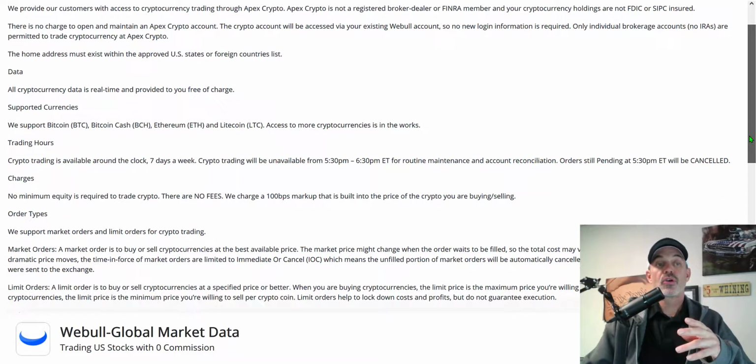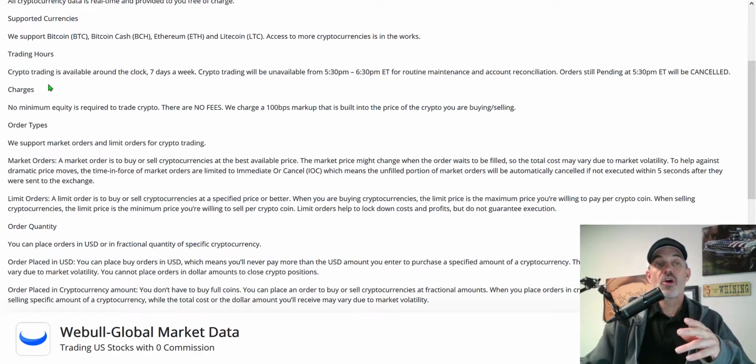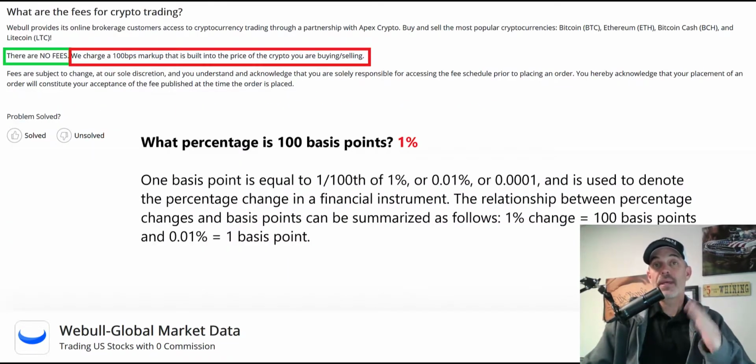Now, as we continue to scroll down, we can see charges. No minimum equity is required to trade. There are no fees. Completely misleading. They do actually charge a 100 BPS markup, and BPS is basis points, and that is built into the price of the crypto you are buying or selling. So you are essentially paying a 1% fee. So if you buy Bitcoin and it goes up and you sell it, you're essentially paying 1% when you buy and 1% when you sell.